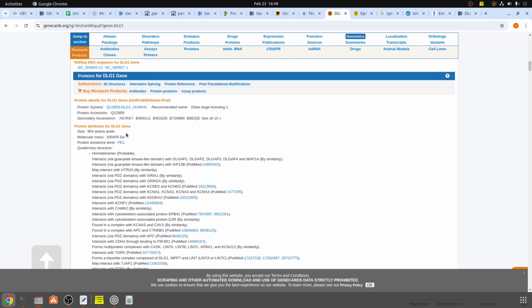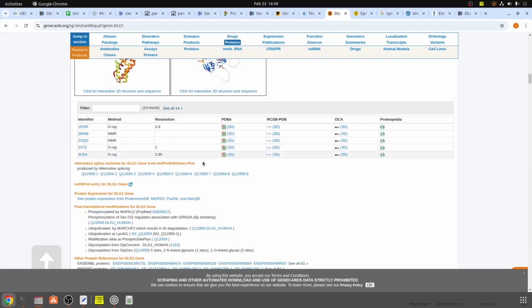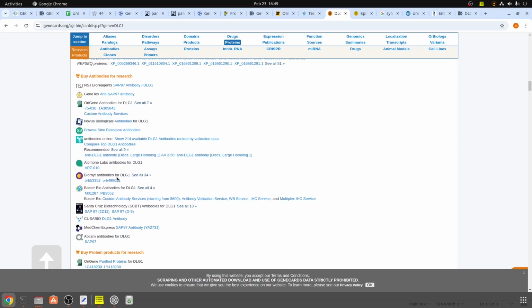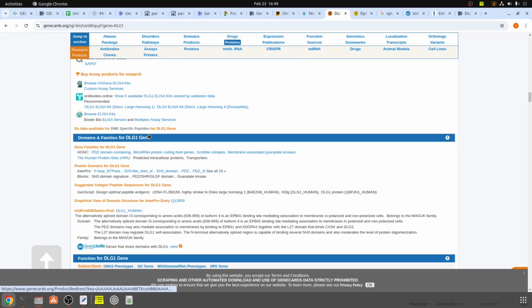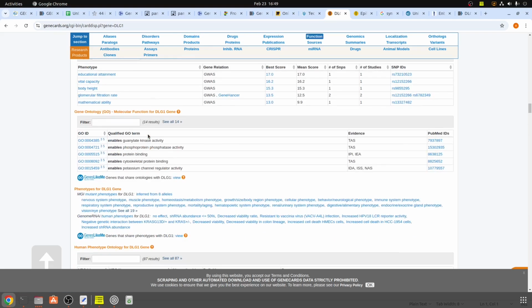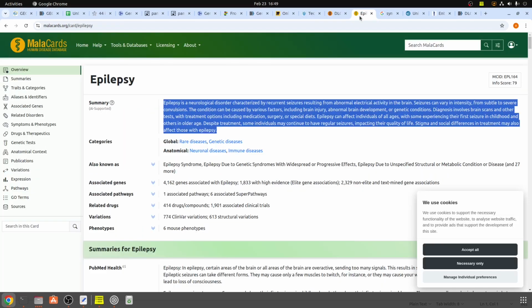RefSeq is also giving some attributes, the structures of this particular gene, the identifier. A lot of things are there, so you can go through all of them and see how you can use this tool or database according to your research.